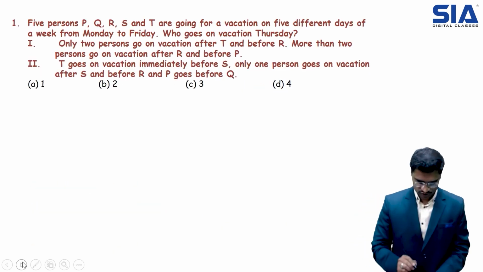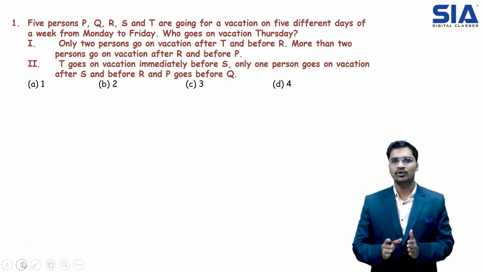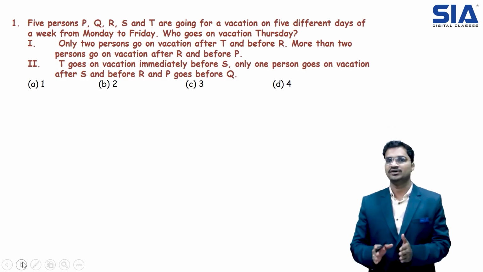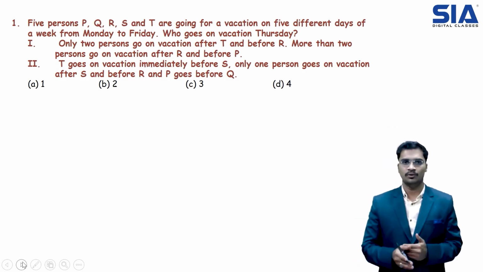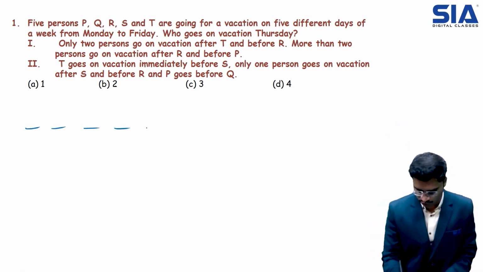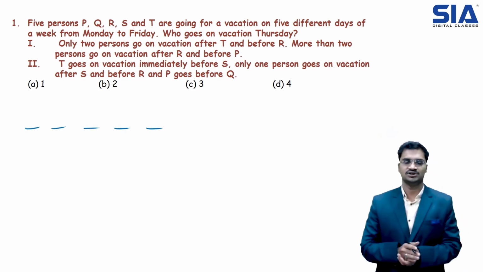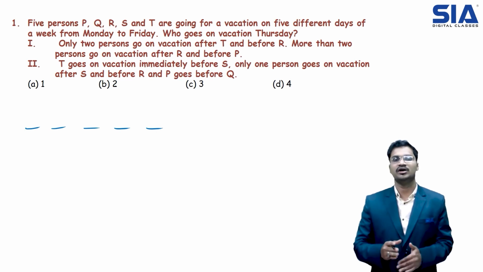So let us go to our first question. It says 5 persons P, Q, R, S, T are going for a vacation on 5 different days of a week from Monday to Friday. So there are in total how many persons? 5 persons: 1, 2, 3, 4, 5. Everyone is going on vacation on a different day.